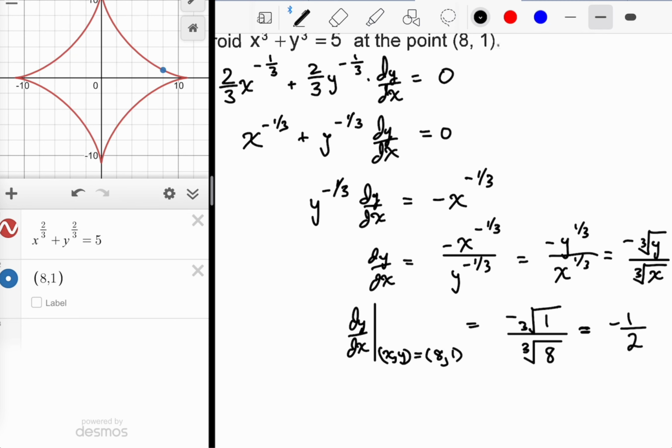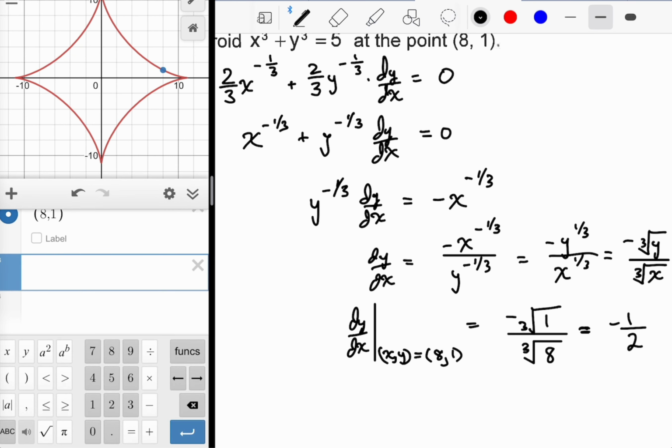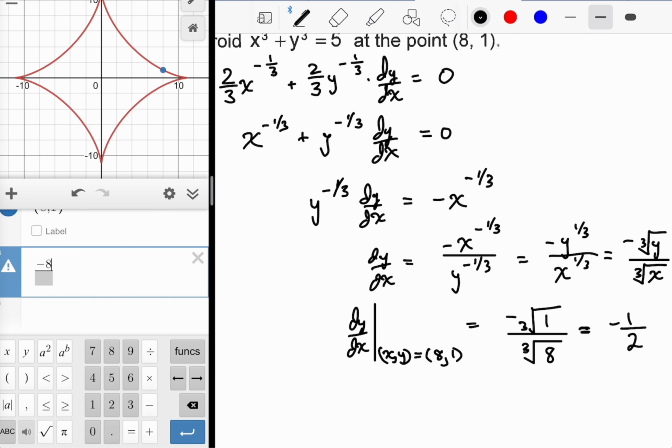So again, if you needed to pop it into Desmos, you could. What I would do is just crunch it numerically. I wouldn't try to do anything too fancy. So negative x to the negative 1/3. The x value is 8. So in a fraction, it's negative on the outside, so negative 8 raised to the negative 1/3 over 1 to the negative 1/3.